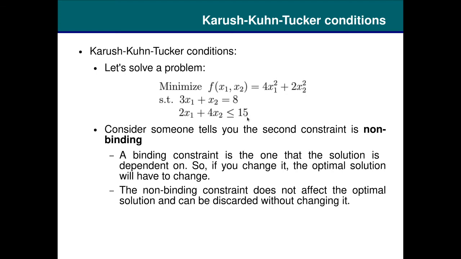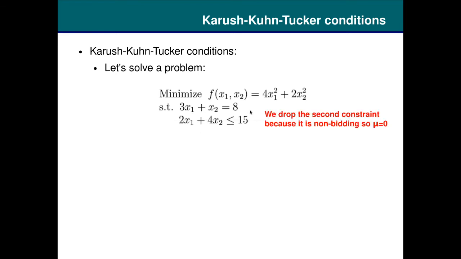It's not necessary. It's not going to affect my solution. So if it doesn't affect my solution, I can drop it. What is dropping a constraint? What is making it non-binding? It is multiplying it by μ equals 0.